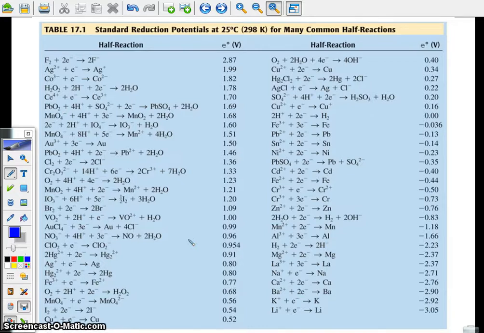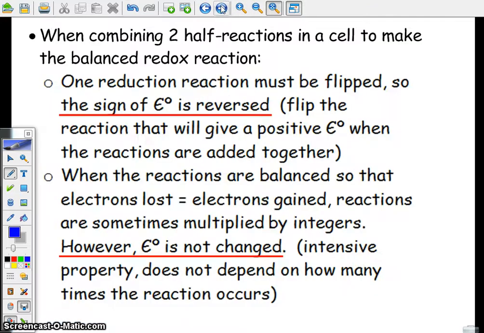So what you guys are going to find is you're going to have to construct your own cells and look it up on the chart. And how do you know which one to make oxidation? Voltaic cells and galvanic cells are always spontaneous, which means they have to have a positive E value. So the zinc one was the one that had to be flipped over to be made positive. So when we add them together, we get a positive E value. So that's how you are going to determine which one you flip over. Here's the way you're going to combine the half reactions, flipping, but this second rule is a little bit tricky.